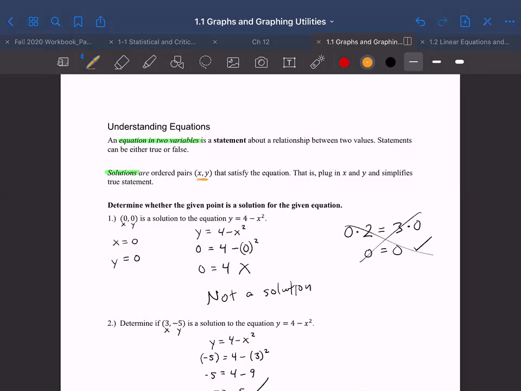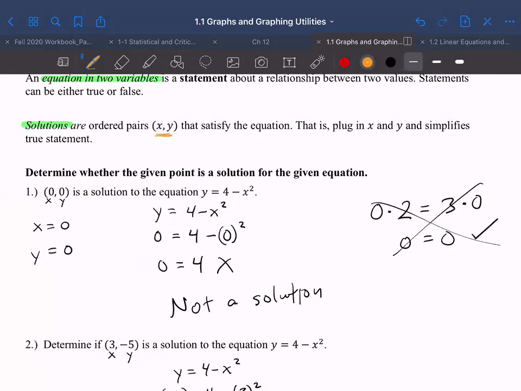So let's take a quick look at this example. It says determine whether the given point is a solution for the given equation. By noting the order of my ordered pair, the first one is x, the second one is y, which is what I wrote here, x and y. Now that I know what x and y are, I can go back to the original equation and plug them in. I plugged in 0 for y and 0 for x. When I do that, I end up with 0 on the left-hand side and 4 on the right-hand side. Therefore, those are not equivalent. This is a false statement, and therefore, this is not a solution.